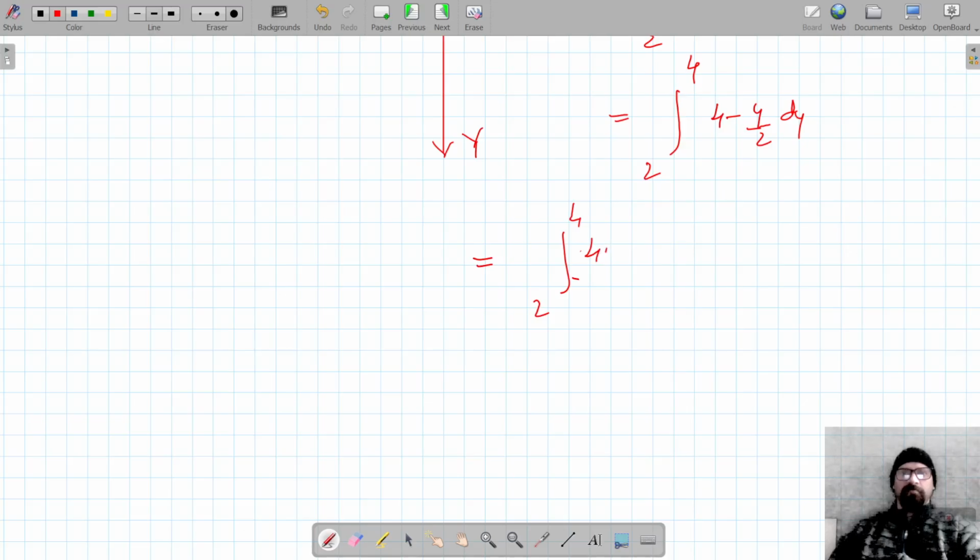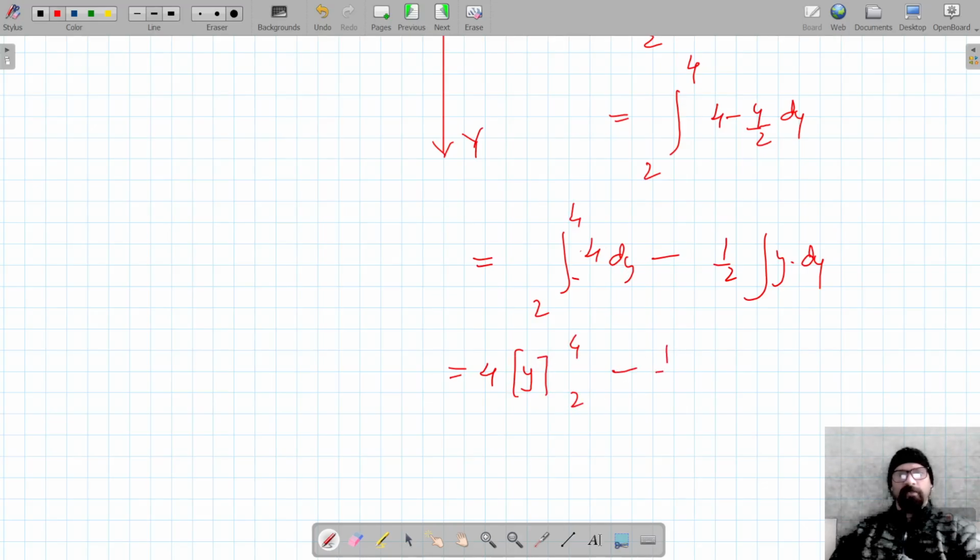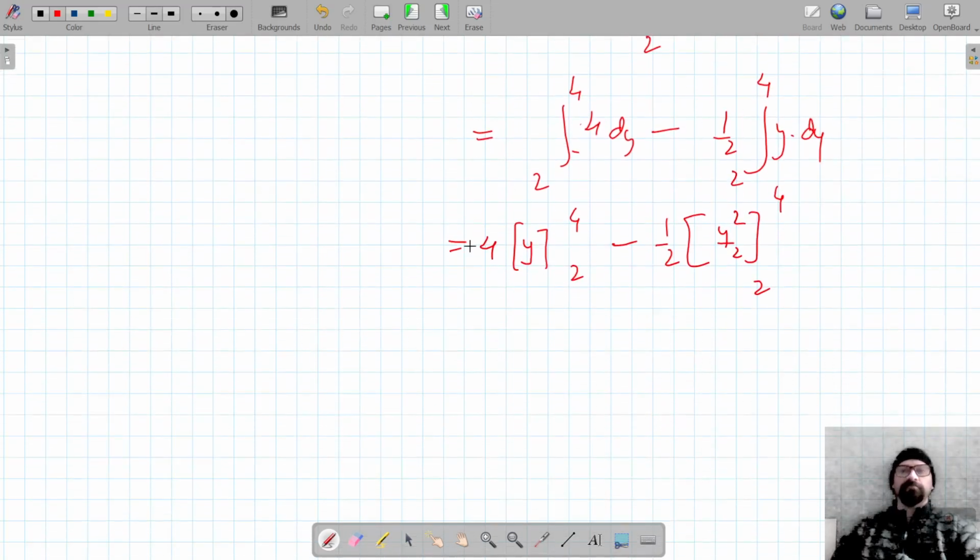So this is 4 dy minus half of y dy. 4 is out and we are left with 1, so the integration of 1 is y with differential element dy, so y for limits 2 to 4, minus half. Integration of y is y squared by 2 for the limits 2 to 4.